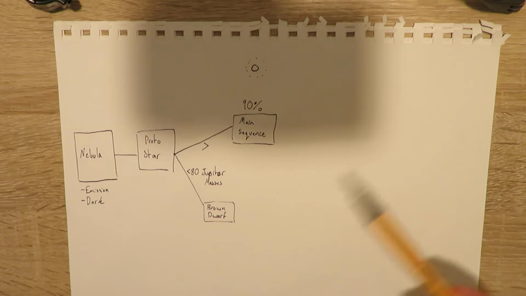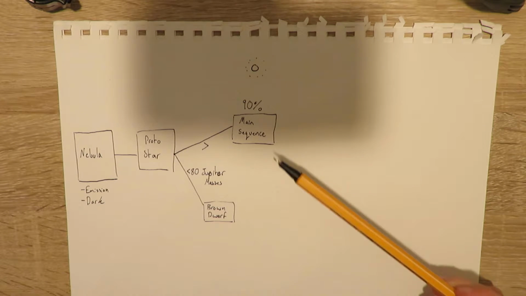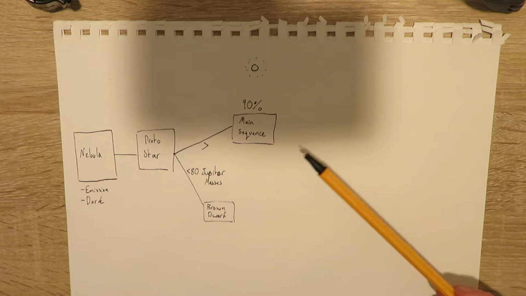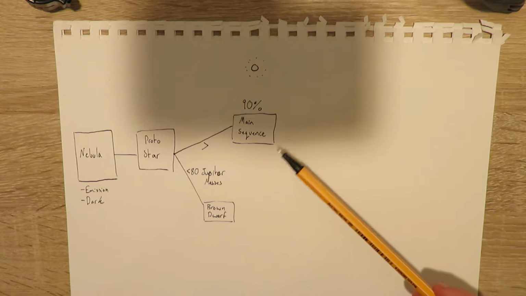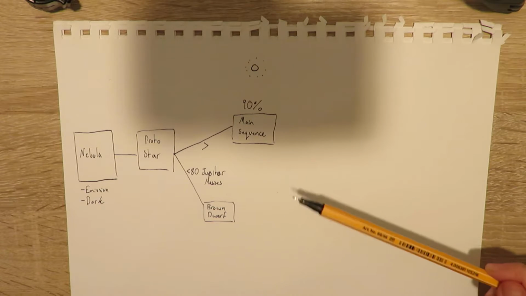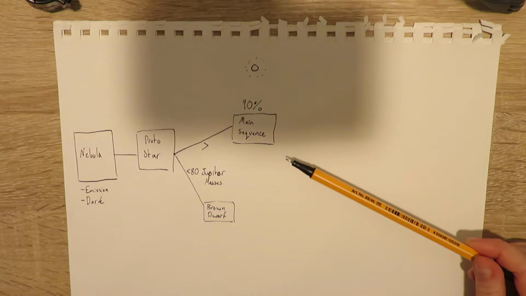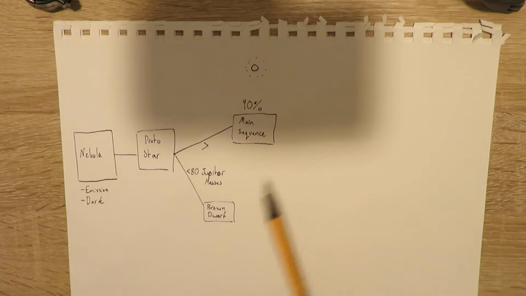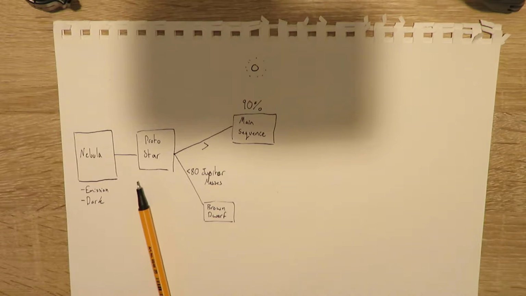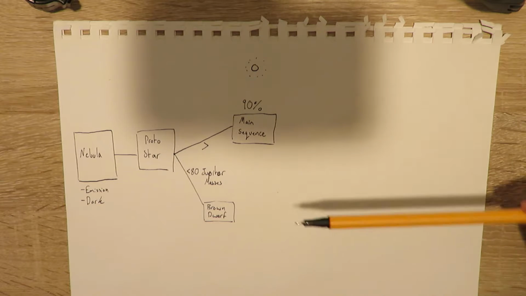And once again, mass is very important in how long a star will actually spend as a main sequence star. So the sun will spend about 10 billion years as a main sequence star, and that's in comparison to about 100,000 years as a protostar. By the way, I forgot to mention that.